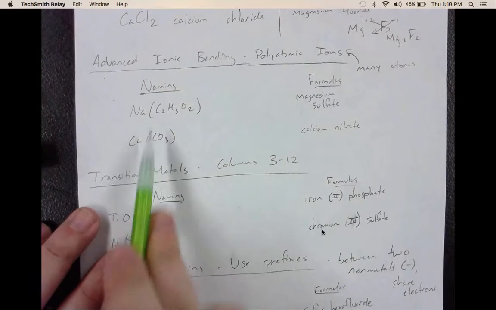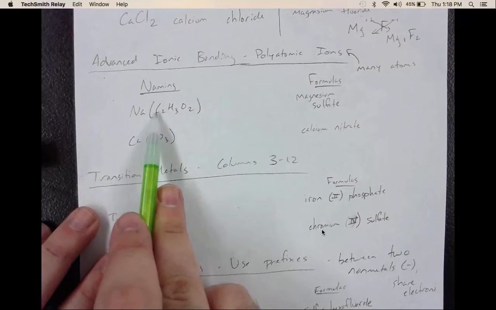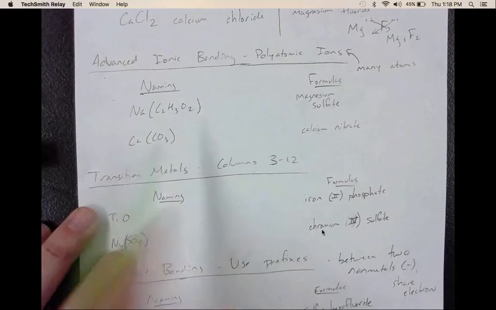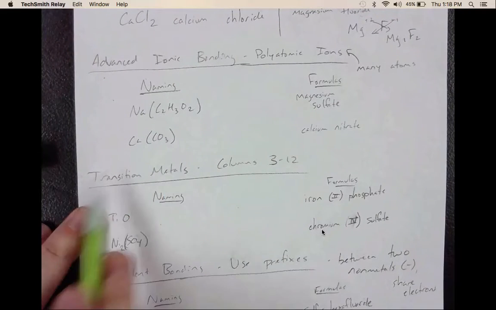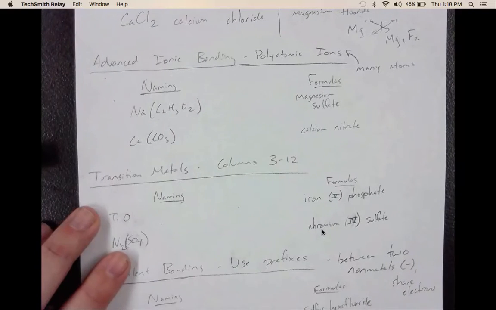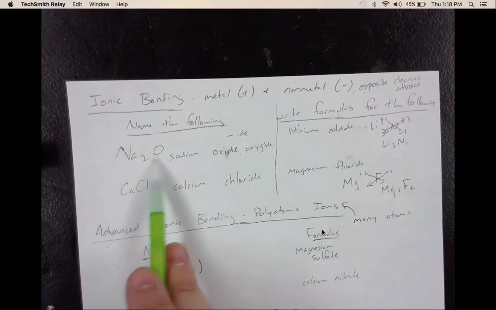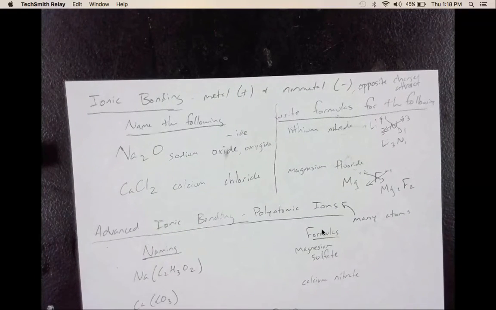So if we look at some polyatomic ions, you would see here that inside the parentheses you have an ion that has more than one atom. It has 2 carbons, 3 hydrogens, 2 oxygens. Down here you have more than one atom, 1 carbon and 3 oxygens. If you looked at the examples up here, again, you only have one unique atom.